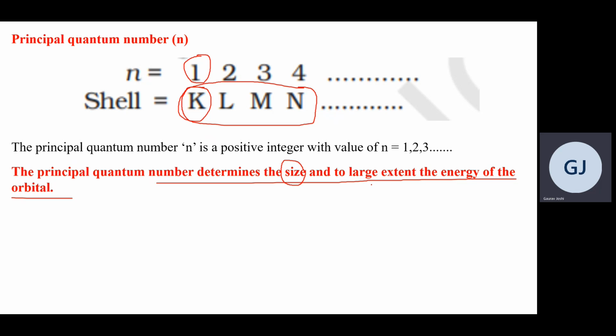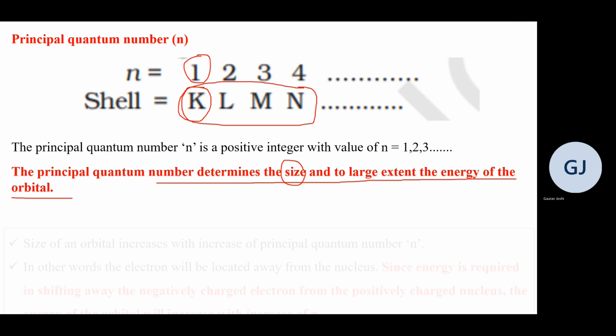The second thing is the energy of the orbital. Basically, when electrons are very close to the nucleus, they will be of high energy. But as n increases, their energy will decrease. This is the important thing.